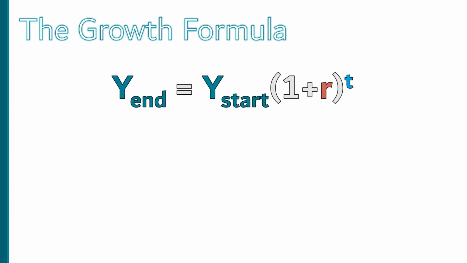In order to see the power of economic growth, we need an equation for it. If you want to figure out what the end result of growth will be, you can use this growth formula. Our income at the end of the time period will be equal to our income at the start multiplied by the quantity 1 plus r raised to the power of t, where r is the rate of growth and t is the time period. Let's learn by looking at an example.